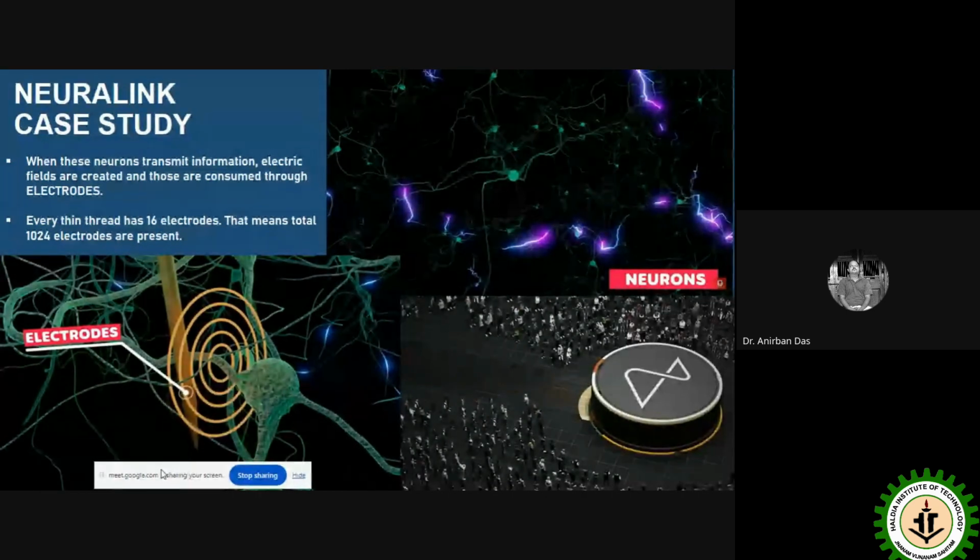Basically, every thread, I've already told you that 64 threads are there, and each thread has 16 electrodes that work like a bus for information generation or transmission rather. So in total, you can say that 1024 electrodes are present in the particular chip.